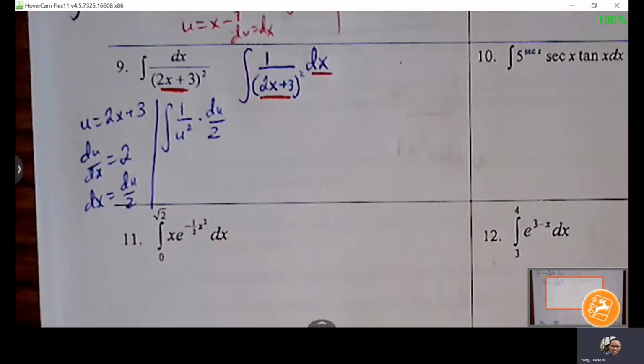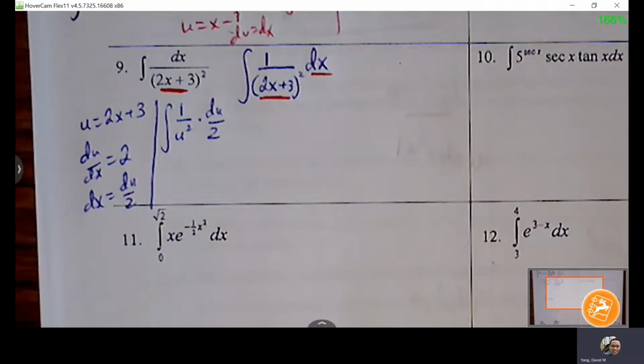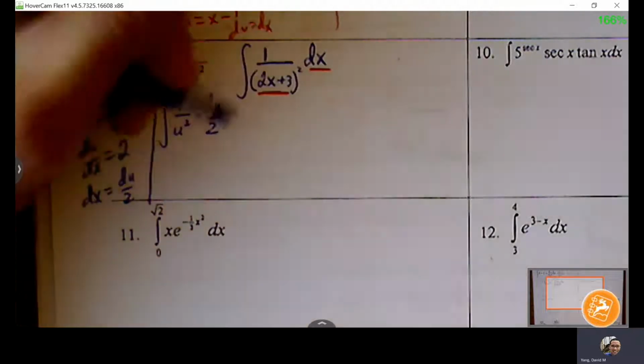Okay, 1 over u squared times du over 2. That's the result after I replaced what I underlined. I can push the 1/2 out in front.